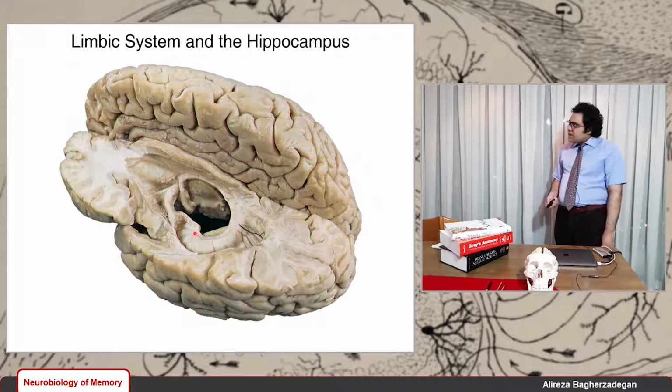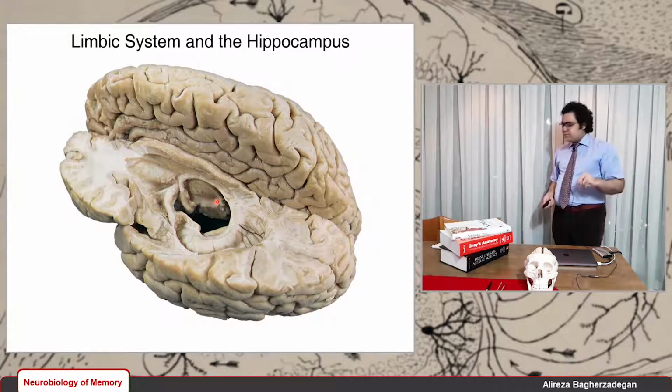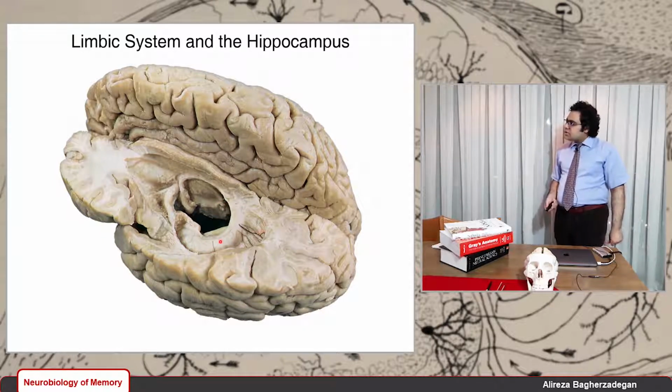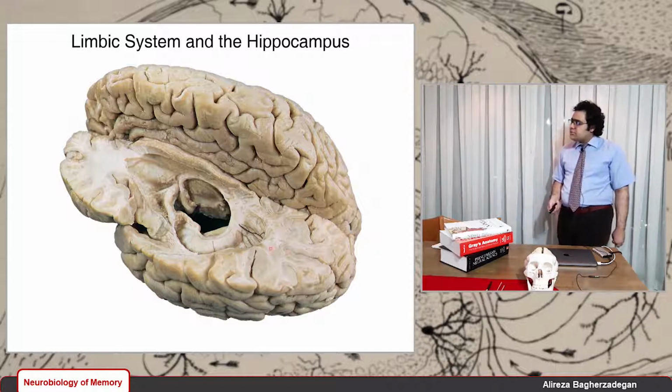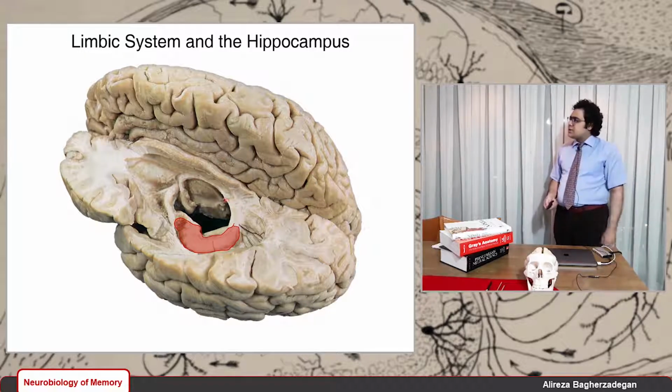And here we have the fimbria, a shared structure between the hippocampus and the fornix. And finally we have this round, some sort of seahorse structure here. By the way, this is the temporal lobe, okay? And in the middle of that temporal lobe we have this structure, which I've highlighted, and this is the hippocampus. So I just wanted to show you a very general position. This is a real picture of the hippocampus in a real human brain.